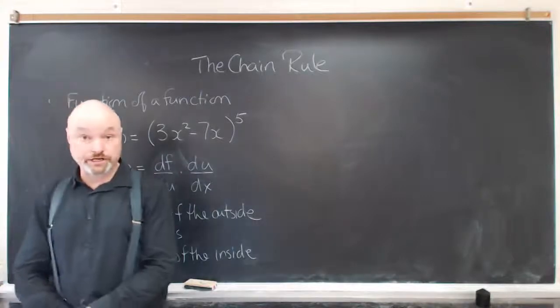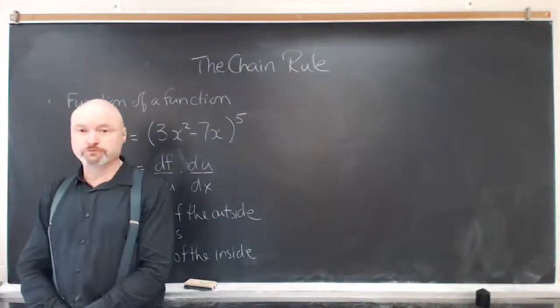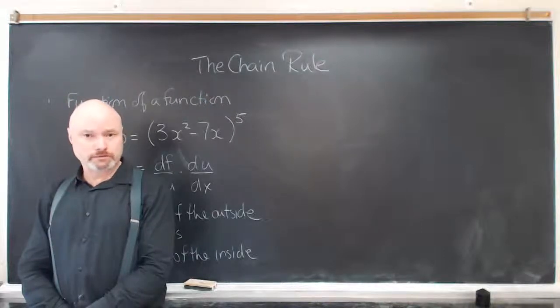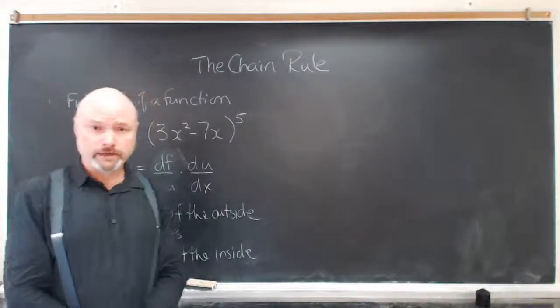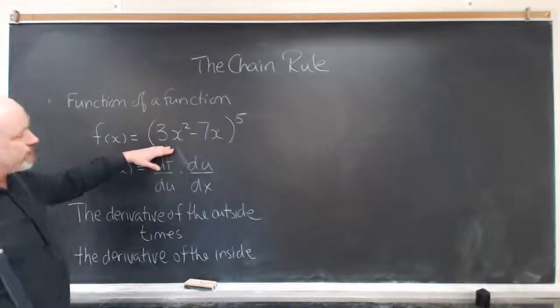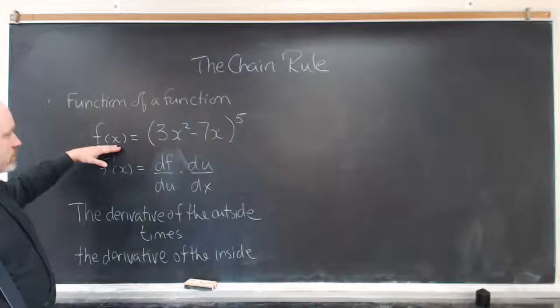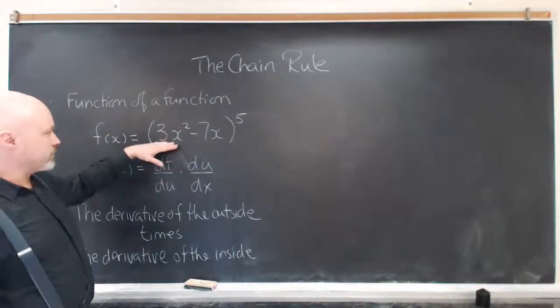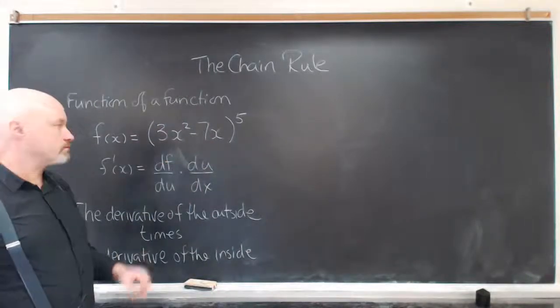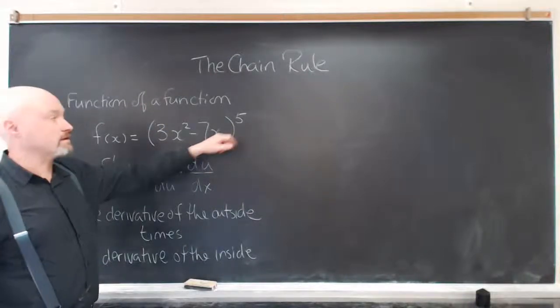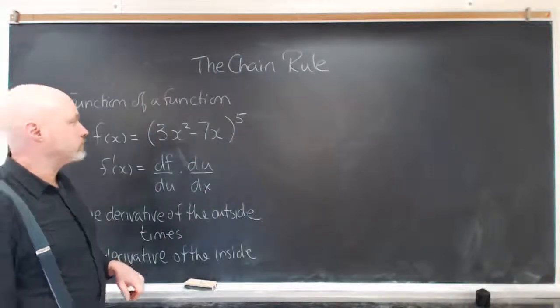So we're just looking at the chain rule today. Chain rule is actually kind of simple to use and fairly simple to remember. In the case of a function that's inside of a function, we use the chain rule. So these are two functions that are composed together. 3x squared minus 7x is placed inside of this function, which is just basically raising it to the power of 5.